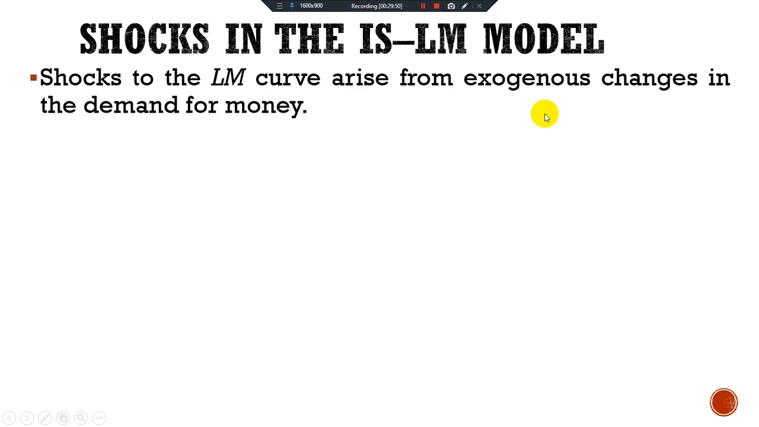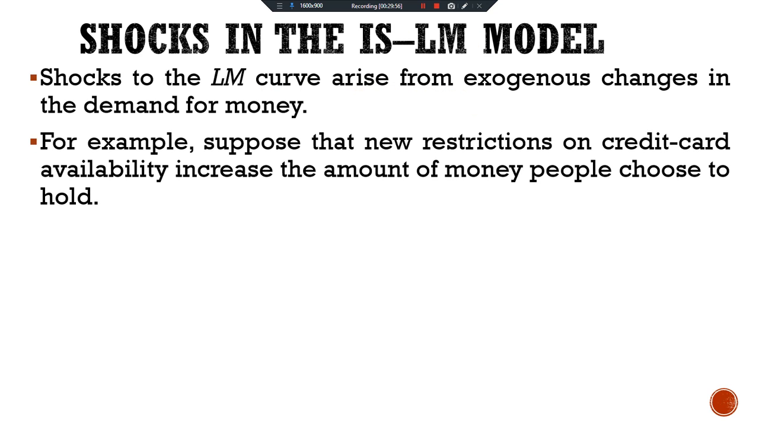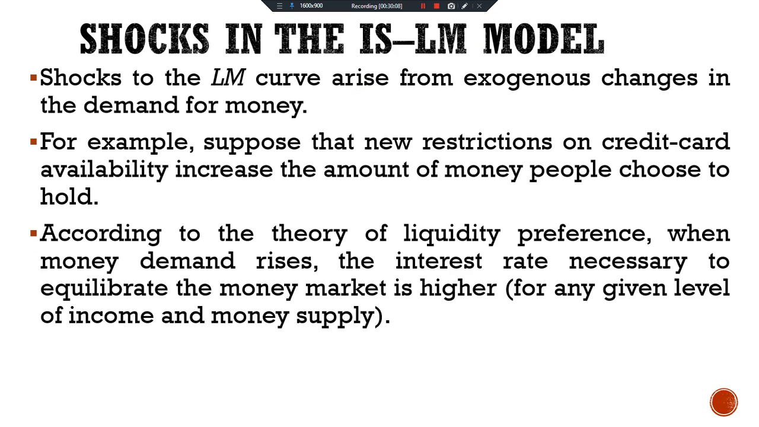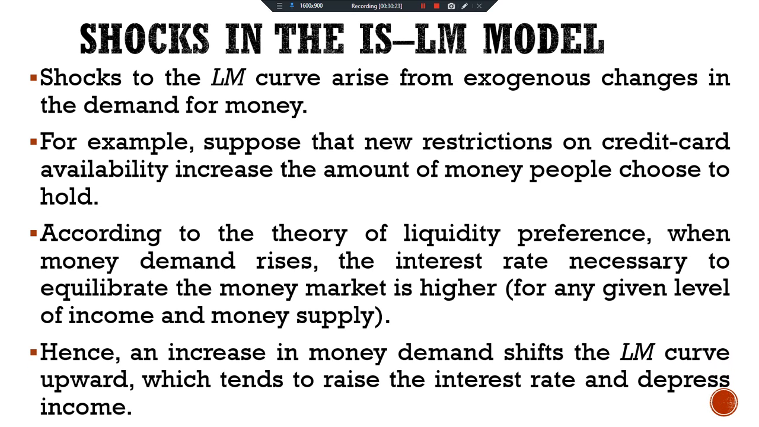While talking about the shocks in the IS and LM curves, shocks to the LM curve arise from an exogenous change in the demand for money. For example, suppose that new restrictions on credit card availability increase the amount of money people choose to hold. According to the theory of liquidity preference, when money demand rises, the interest rate necessary to equilibrate the money market is higher for any given level of income and money supply. Hence, an increase in money demand shifts the LM curve upward, which tends to raise the interest rate and depress the level of income in the economy.